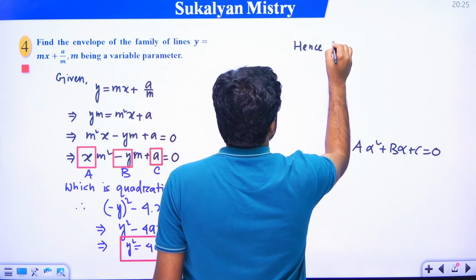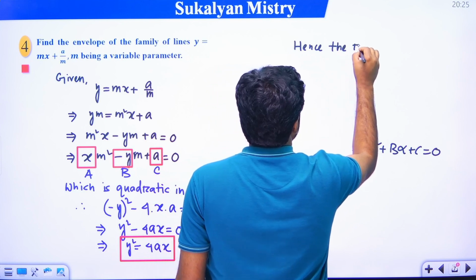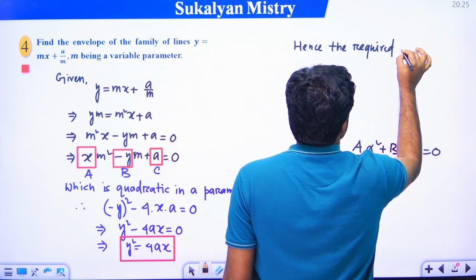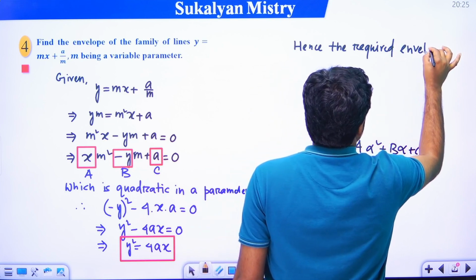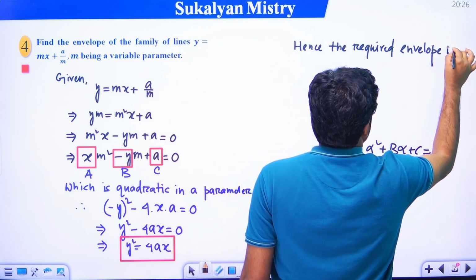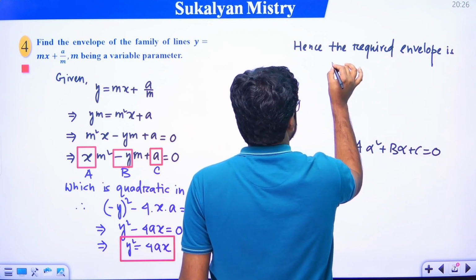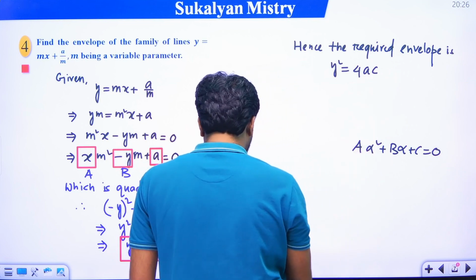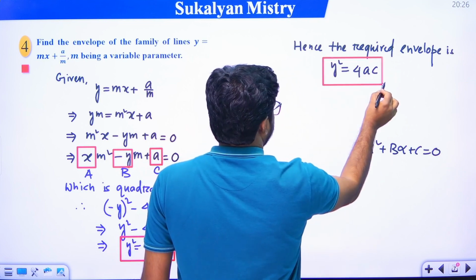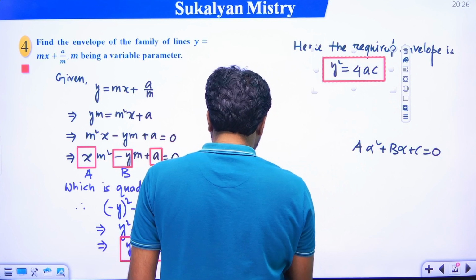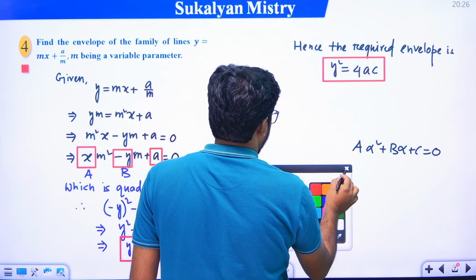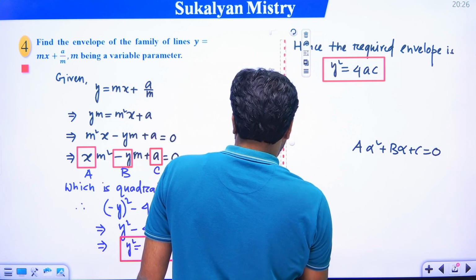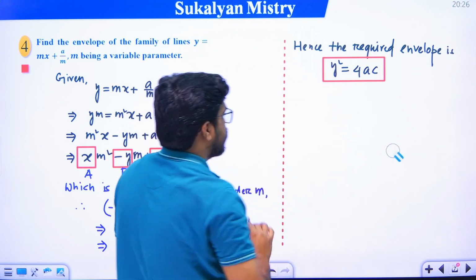Okay. So hence the required envelope is y square is equal to 4ax. ठीक, clear?